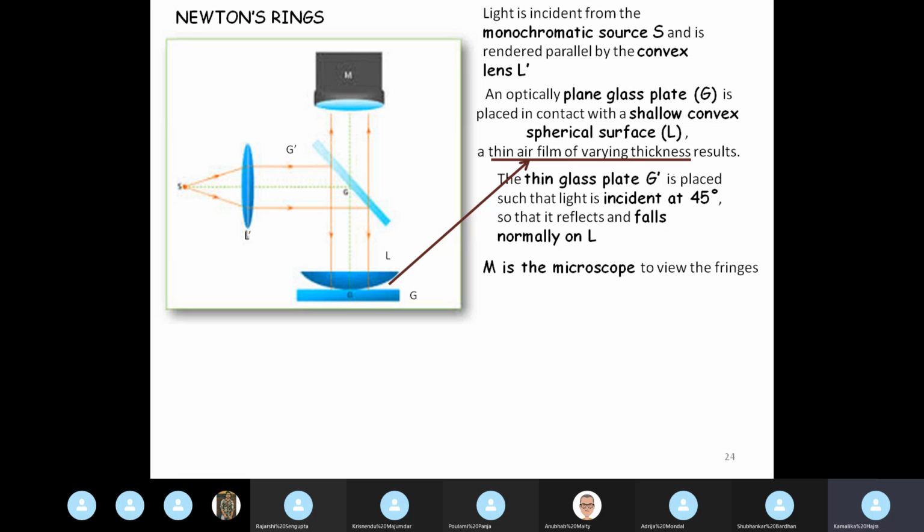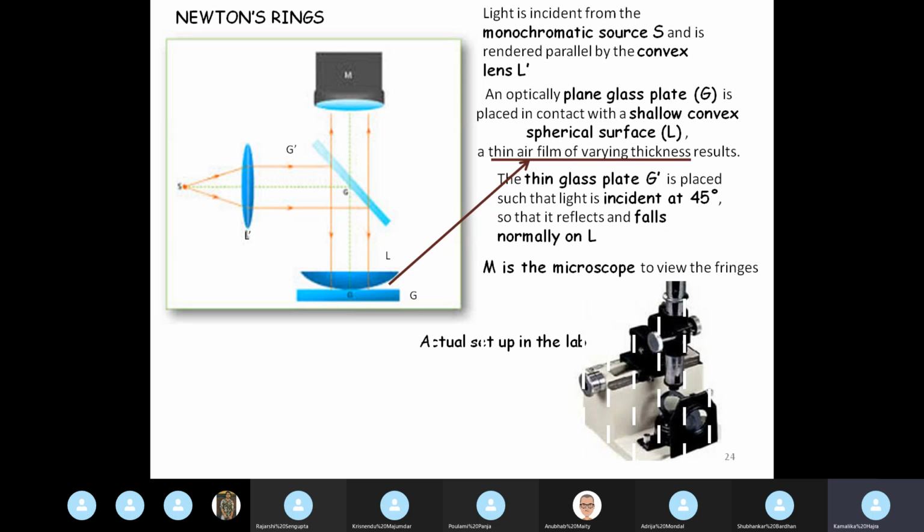All right, so the rays will fall normally on this combination, and therefore they will also be reflected back normally upwards. This glass plate G prime is very, very thin, so that we neglect any kind of deviation that it causes, and the rays will move up to the observing microscope, through which we will view the fringes. Okay, so this is the schematic diagram.